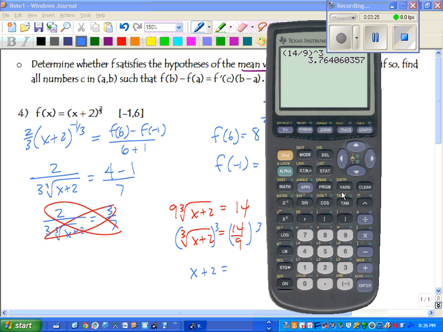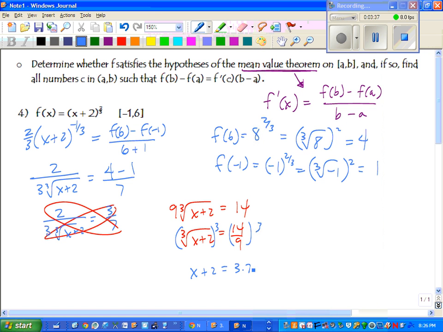So let's go ahead and compute that. I don't know how pretty that fraction is going to look. Not so pretty. So let's just round it to 3 decimal places, 3.76. And we're subtracting 2, so x is approximately 1.76. And that does fall within our interval.